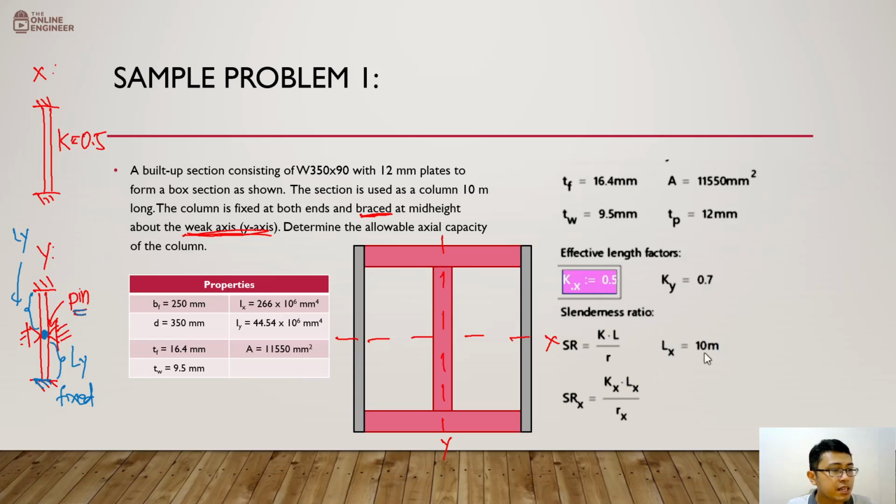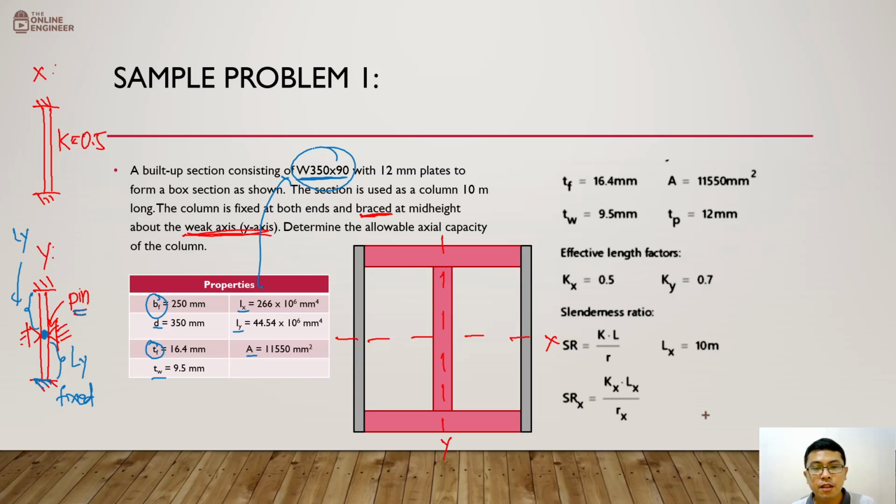So we have Kx here. We have Lx. So what do we need next? That is the radius of gyration. Now, the radius of gyration that we are going to use is for the entire section. The properties here that we could see is actually the property of the W350, because it shows here the flange width, the total depth, the thickness of the flange, thickness of the web, Ix, Iy, and A. So these are properties of our W350. The 12 mm plates have not yet been included in the consideration of these properties.